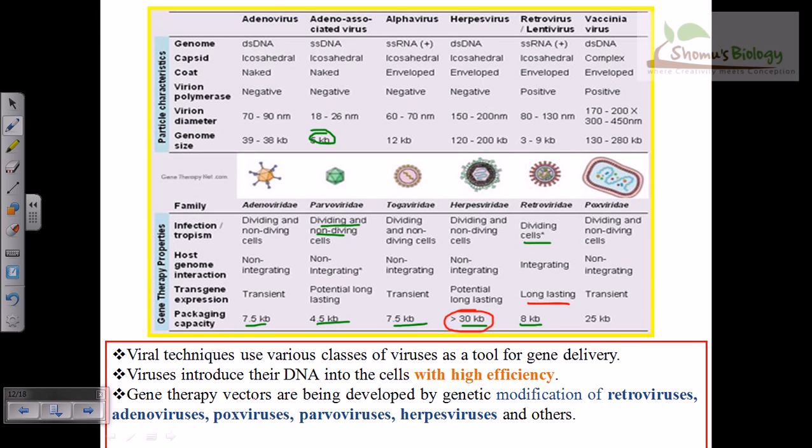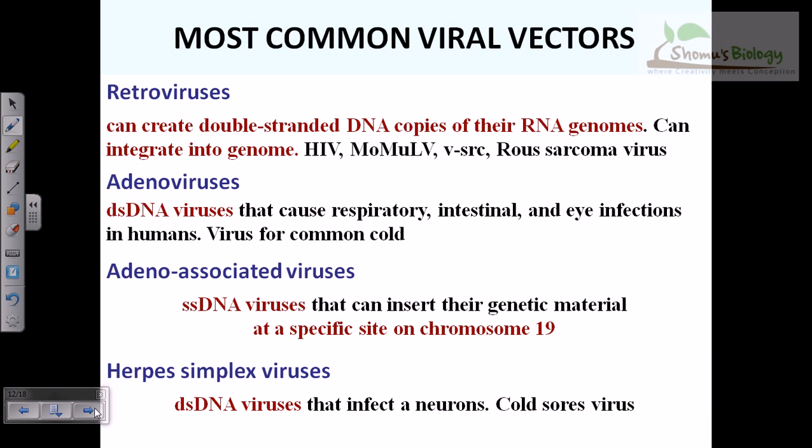Now, the gene therapy vectors are being developed by the genetic modification of retroviruses, adenoviruses, pox virus, parvovirus, herpes virus, and other types of viruses we can see here. So we simply modify their genes. I have told you before that the modification relies on what we can do. We just cut out the virulence factors from the viral genome and keep only the part for the production of capsid regions. This is where we need to be careful, otherwise the virus can replicate inside the cell.